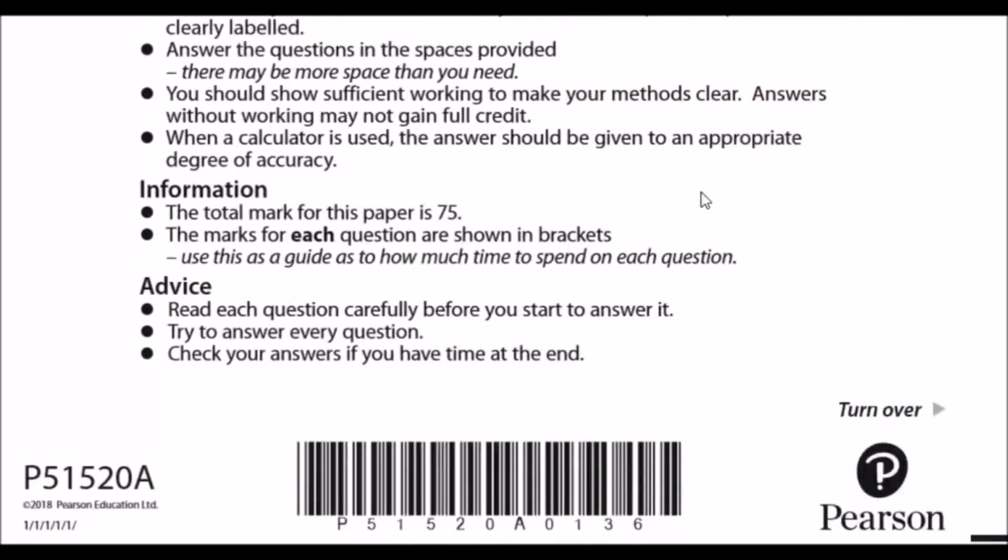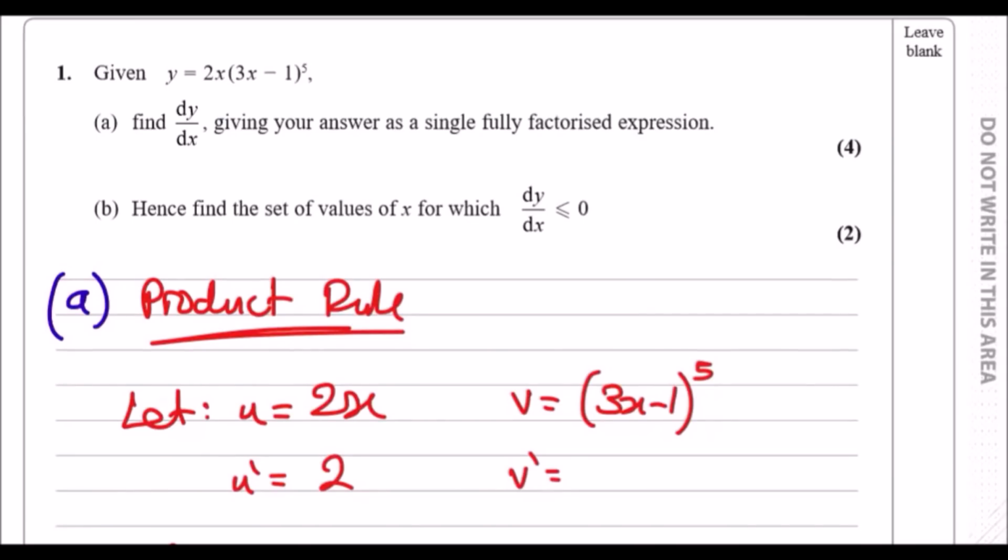So here we go. Okay, number one. Given that we got a typical equation, find dy over dx, giving your answer as a single fully factorized expression. Okay, now before you look at the solutions, when you differentiate this one, how do we know what to use? How do we differentiate this?